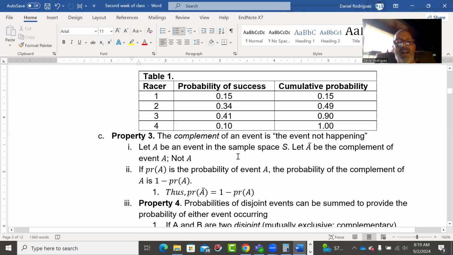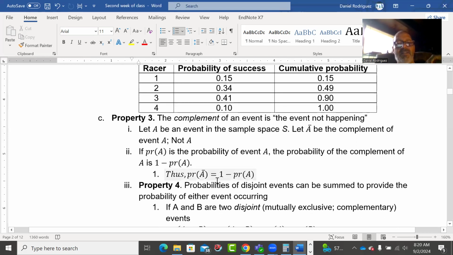Let not A be the complement of event A. Notice that I have a bar over the A that represents not A in this case. And you think, why would you say not A? Well, it's easier than saying 1 minus A all the time. So if the probability of A is the probability of event A, the probability of the complement of A is 1 minus the probability of A, right? The probability of not A is 1 minus the probability of A. You could also say the probability of A is 1 minus the probability of not A.